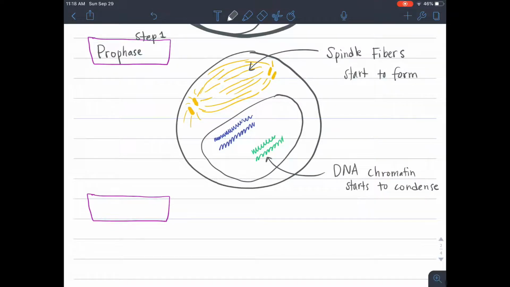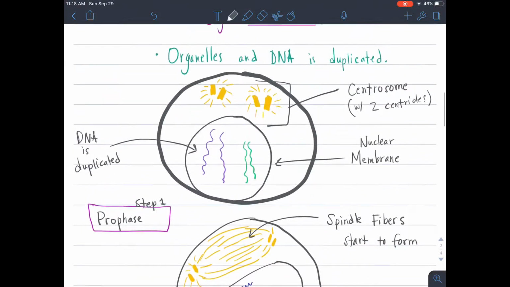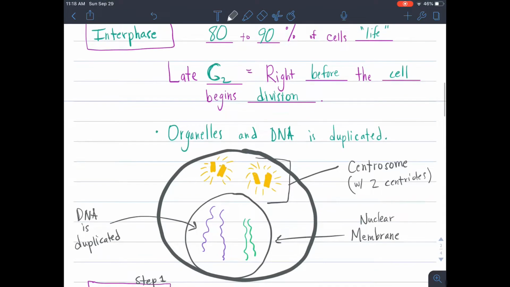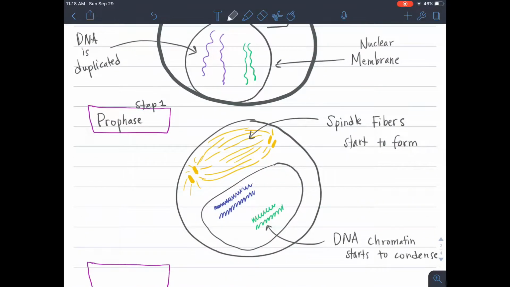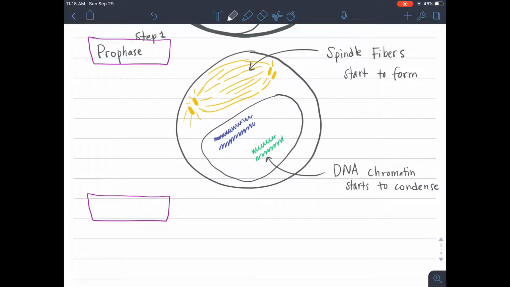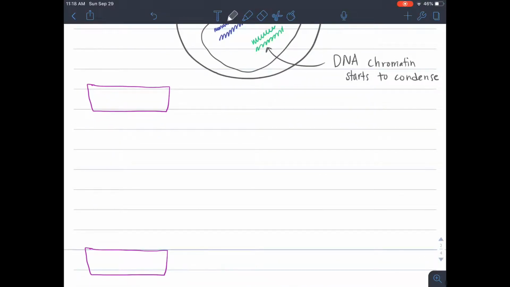Now this is basically just an elaborate dance, and so the very beginning, when the beat drops at the beginning of the song, boom, the organelles and DNA duplicate. Then the first step of the dance is prophase. The spindle fibers start to form as the centrioles move apart from each other, and the DNA starts to condense down, and then we jump into our next phase, which is prometaphase.